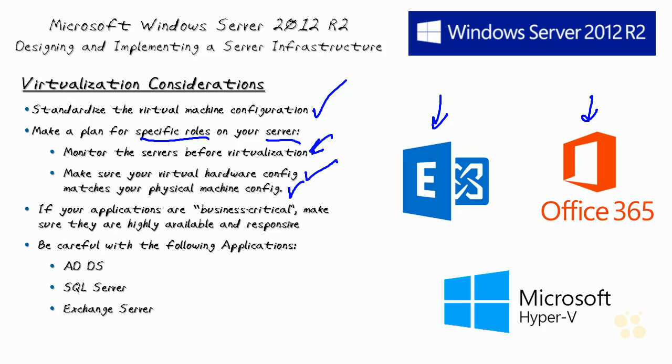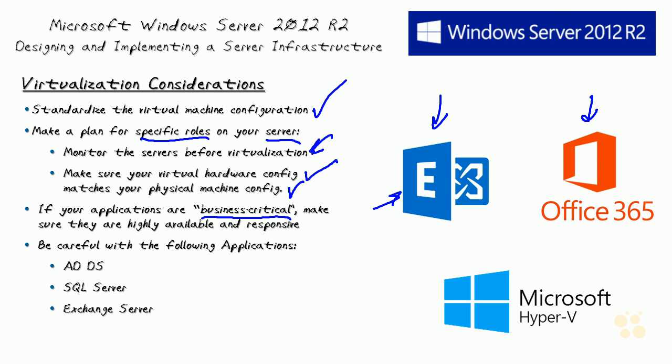Now, obviously, if your applications are what everybody likes to call business critical, right there, that one right there, Exchange, that goes down, people start squealing like nobody's business. I can't get my email. So you want to make sure that you take care of that. You want to make sure that your business critical applications are on virtual machines that are highly available and very responsive. So make sure that you give them plenty of juice on that, okay?